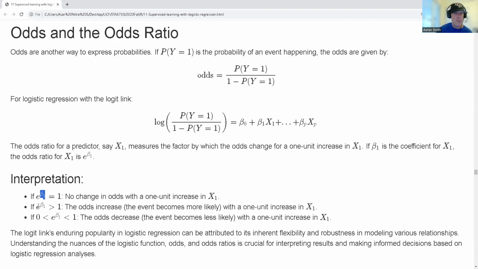Now, if e to the power of beta is greater than 1, then increasing my predictor variable will increase the likelihood of success. While if e to the beta is between 0 and 1, the probability of success will decrease if I increase the predictor variable's value.